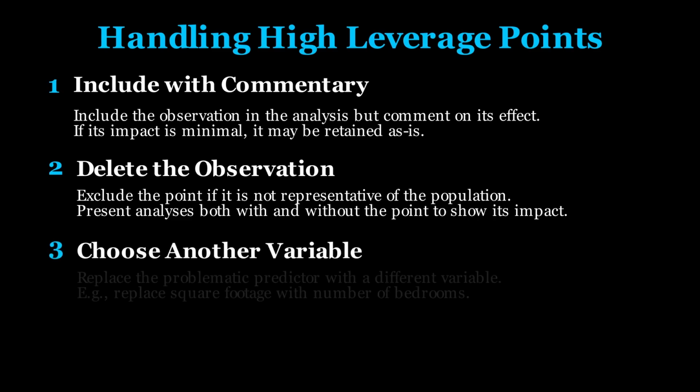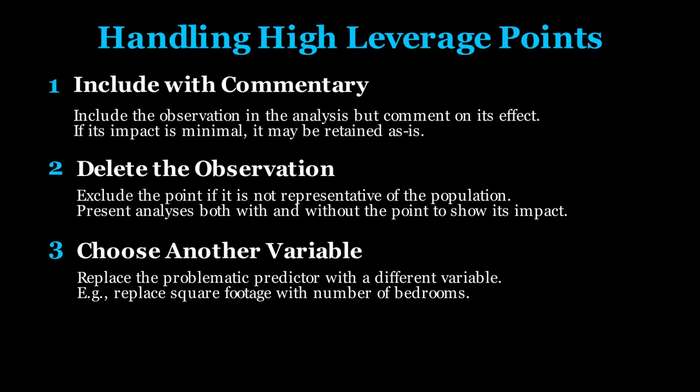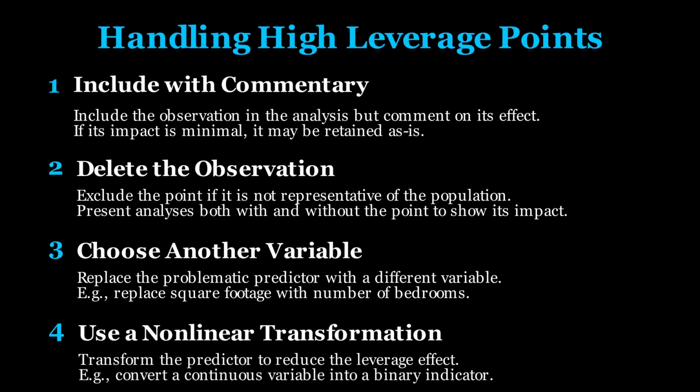The third option is to choose a different explanatory variable altogether. If the current variable is causing problematic leverage, replacing it with a related but better behaved variable can help. For example, instead of using the square footage of an apartment, the number of bedrooms can be used as a proxy for size. The fourth option is to apply a nonlinear transformation to the explanatory variable to mitigate the leverage effect. For instance, a continuous variable with extreme values could be converted into a binary indicator variable.